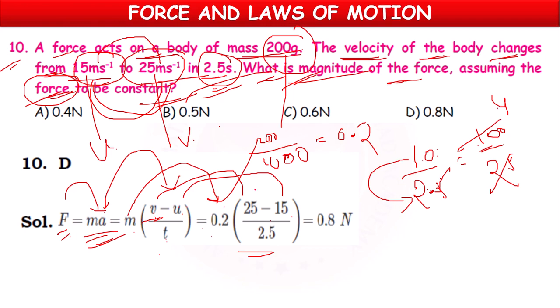So we will get 4 here. 4 into 0.2 is nothing but 0.8 newtons. So the answer, option D, 0.8 newtons, is the correct answer.